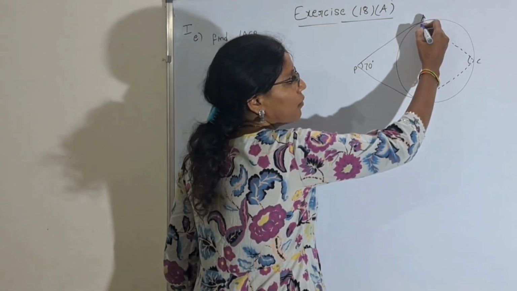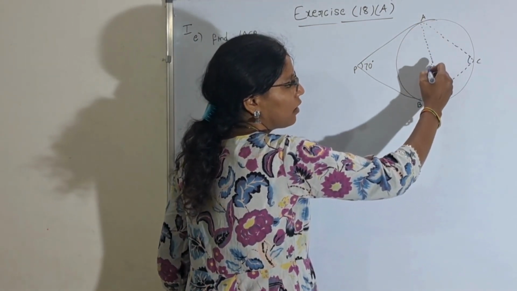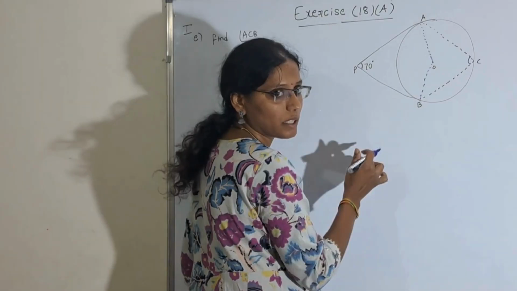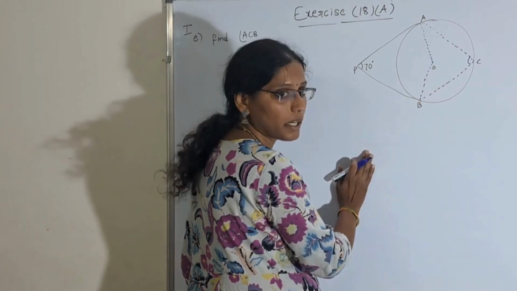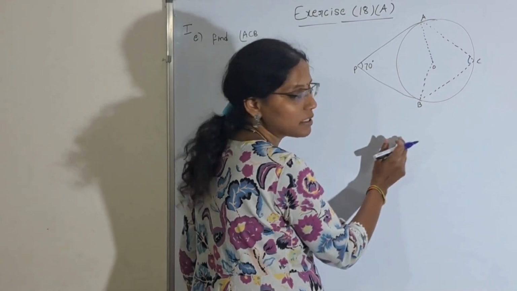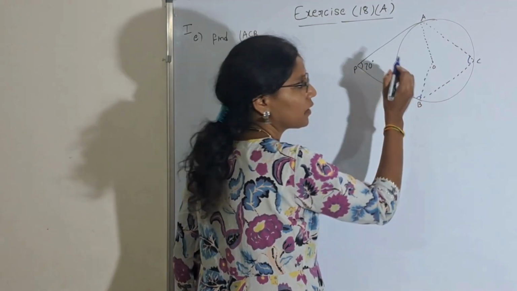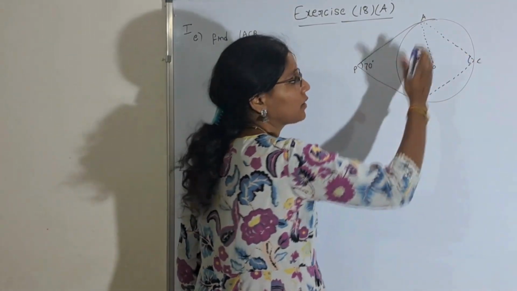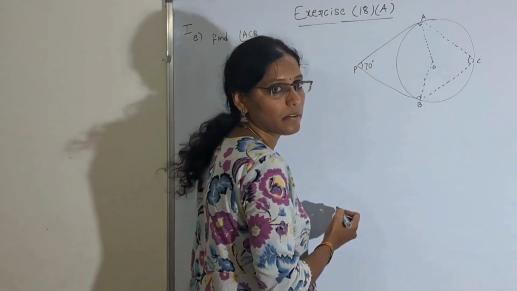Next we have to draw here, join AO and OB. OA means what? Radius, and OB also radius. PB is the tangent, OB is the radius. Here 90 degrees it will come. Next PA is the tangent. OA is the radius. Here also 90 degrees we will get.